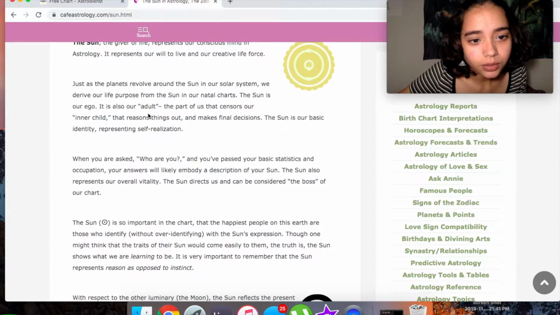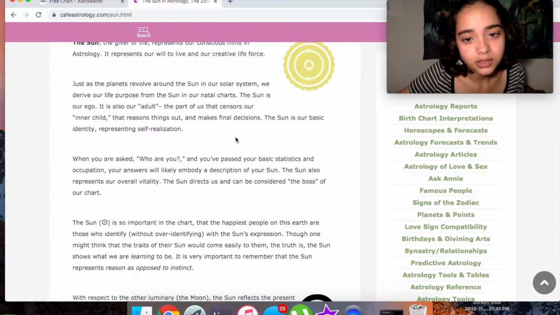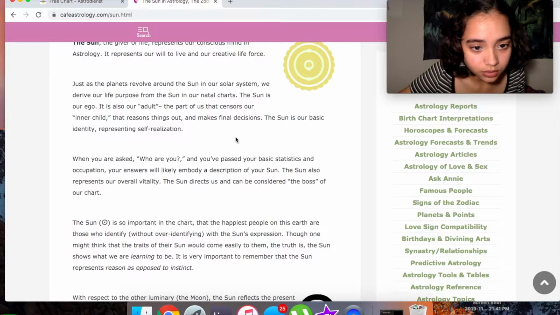it is also the part of us that centers our inner child, that reasons things out and makes final decisions. The sun is our basic identity, representing self-realization.